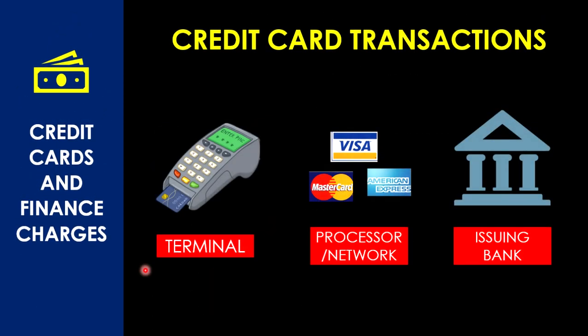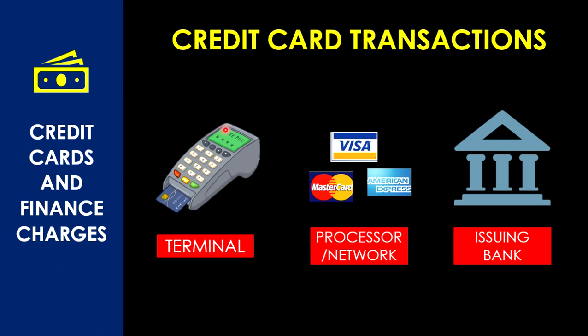Next one. Here we have the credit card transaction. Whenever you use your credit cards, the first one involved is the store. The next one is the processor or the network, and then the last one is the issuing bank.